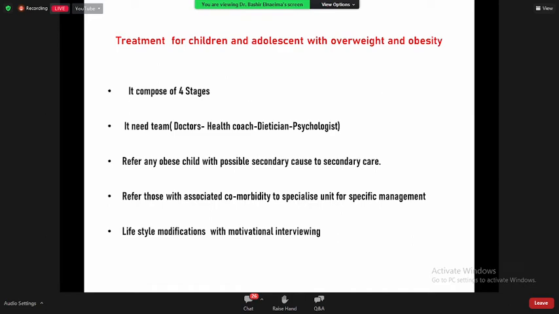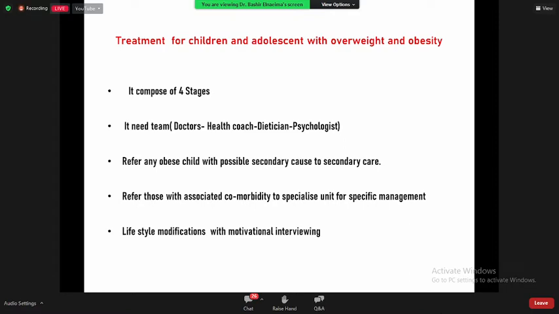It is composed of 4 stages. Usually you have 4 stages of treatment. And the stage, again, depends on the age of the child, the body mass index of the child, and the presence or absence of comorbidity. And the fourth thing is, is there any health risk, behavior risk, or medical risk?